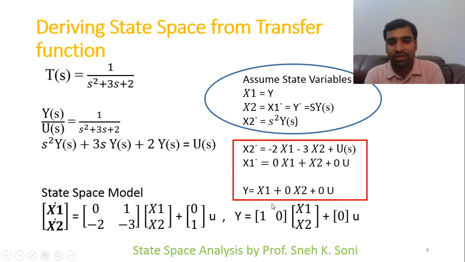Okay, from that I can straight away write the matrix representation. So I can write x1 dot, x2 dot is equal to 0 1, because the x1 dot equation is x1 dot is equal to 0 x1 plus 1 x2. So I can write 0 1 times x1 x2 plus 0 u. Okay, what is the equation of x2 dot? X2 dot is equal to minus 2x1 minus 3x2 plus u of s. So I can write minus 2 minus 3 times x1 x2 plus 1 into u.